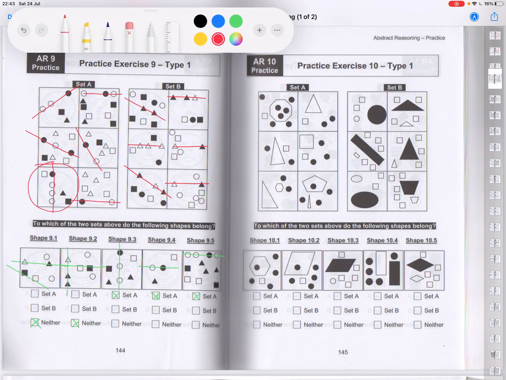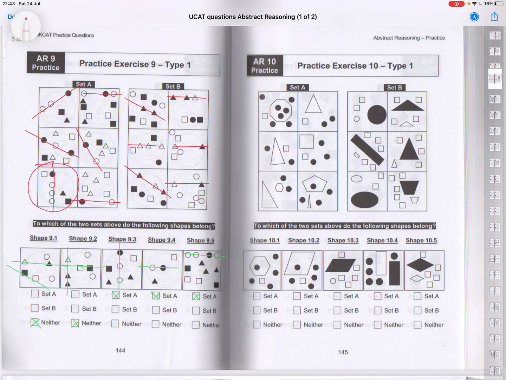Okay, so having a look at the next one then, I'm hoping this one involves some kind of counting. I'm going to give you a minute to have a look at practice exercise number 10, starting now.